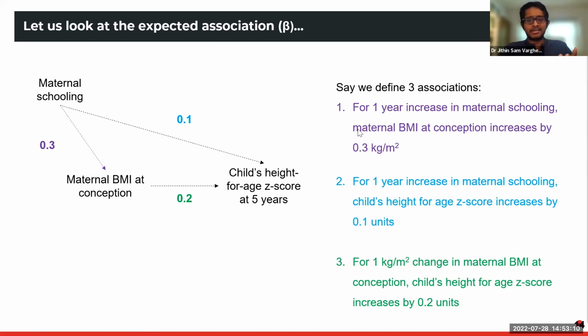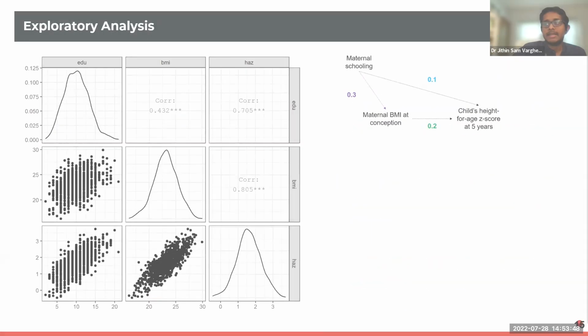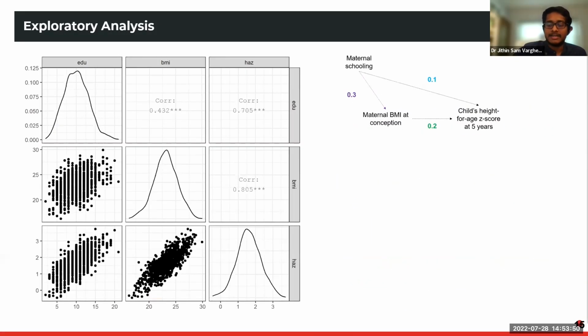So let's say the 3 associations are: for a 1-year increase in maternal schooling, maternal BMI at conception increases by 0.3 kilogram per meter square. This is all hypothetical. Then for a 1-year increase in maternal schooling, child's height for age z-score increases by 0.1 units. And for a 1 kilogram per meter square change in maternal BMI at conception, child height for age z-score increases by 0.2 units. Let's look at some patterns in real-world data.